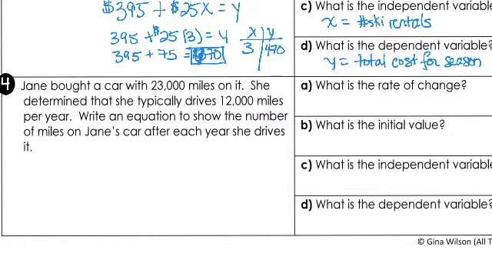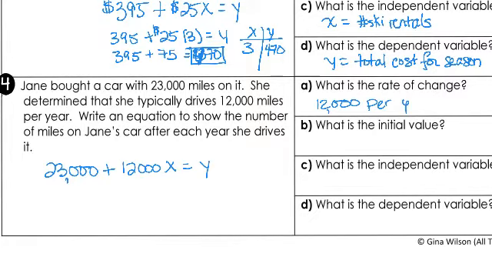Okay, assuming you've paused the video and now you're ready to check it. So the starting amount of mileage on Jane's car is 23,000 miles. Plus, she's going to drive 12,000 per year. When you hear per, you know you're multiplying per X. Okay, and that will give you Y, the total amount of miles on her car after each year she drives it. So what is the rate of change? 12,000 miles per year. What is the initial value? Well, they were starting with 23,000 miles in the car.